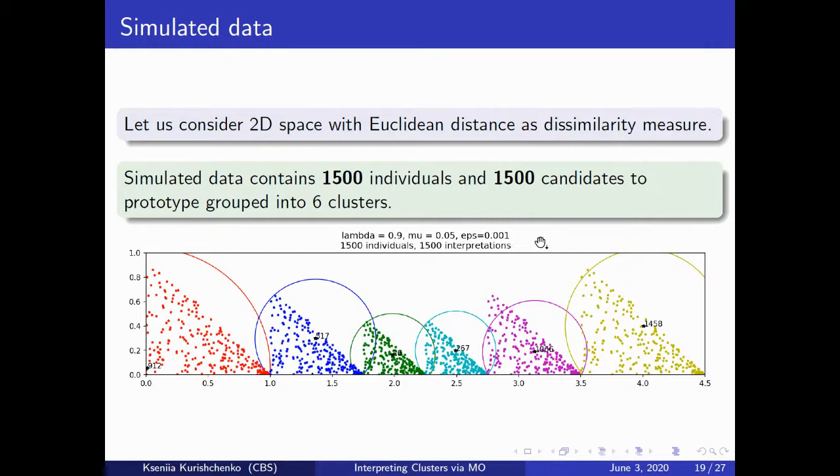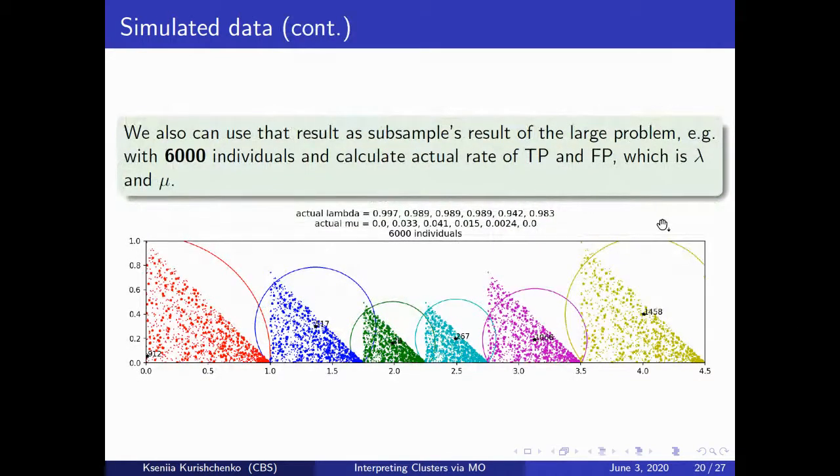Okay, but could we do more? Because, as I said, the size of the problem is quadratic in n. So it's like this number squared of binary variables, and the same for constraints. So it's quite large. But we can apply this result for a larger problem. Imagine that this problem were a subsample of a bigger problem, for example, for 6,000 individuals.